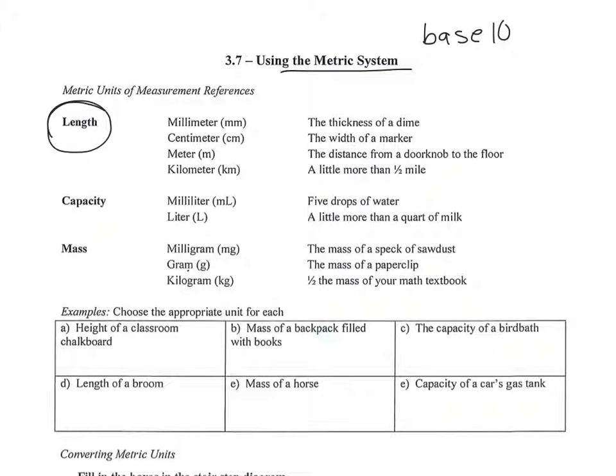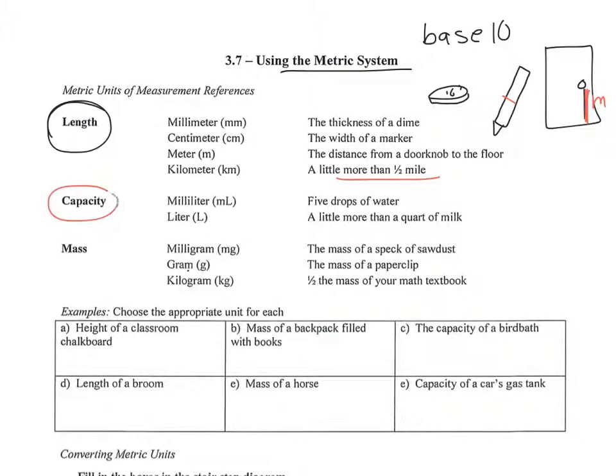But the main ones are millimeter. So a millimeter is the thickness of a dime. So if you have a little coin, the dime, it's just very thin. A centimeter is the width of a marker. So if you have a marker, the width is about a centimeter. A meter is the distance from the doorknob to the floor. So this distance right here would be a meter. And then a kilometer is a little more than a half a mile.